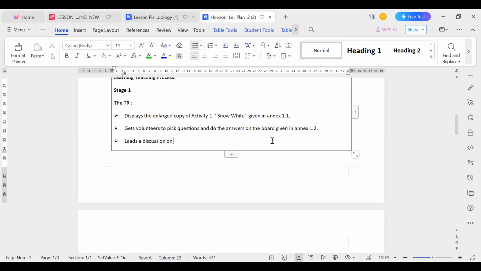So we showed them a simple poem and asked them to find questions. Then you can lead a discussion on elements of a simple poem. So leads a discussion on elements of a simple poem, right? What are the elements of a simple poem? You can write it here. What are the elements of a simple poem? What is the discussion?